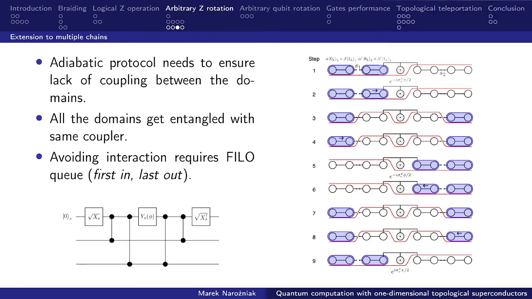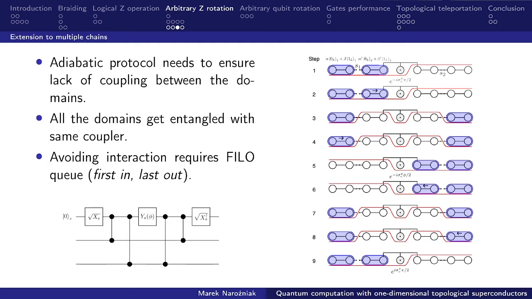So we have our initial state with two topological domains, and the coupling is broken, so they don't interact. Here the coupling is connected, but there is no topological domain here. It is a trivial domain, so it's okay. We start by putting the coupler in the superposition state, which corresponds to square root of X here. We move the first domain to the farmost edge, like this. So that's the first controlled Z.